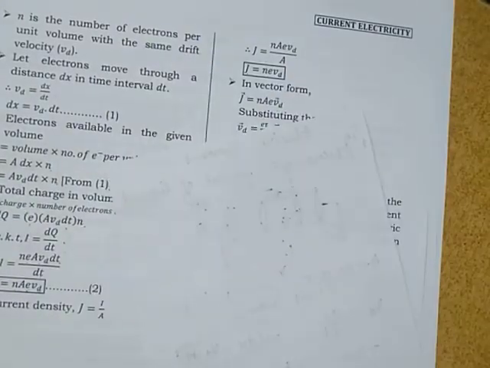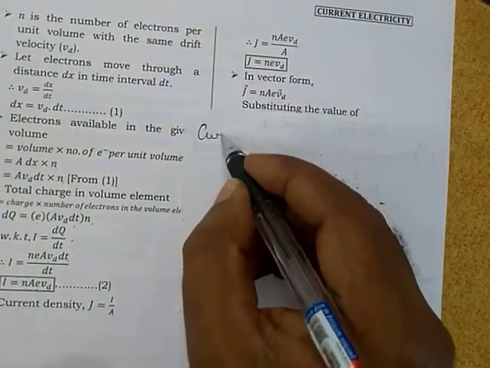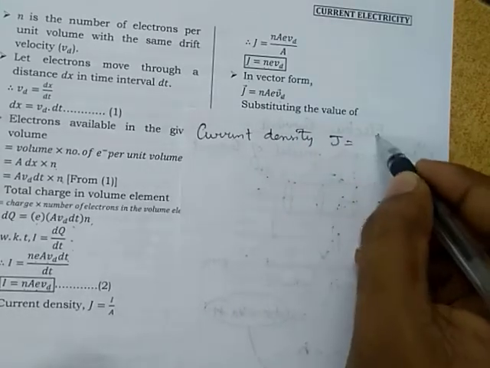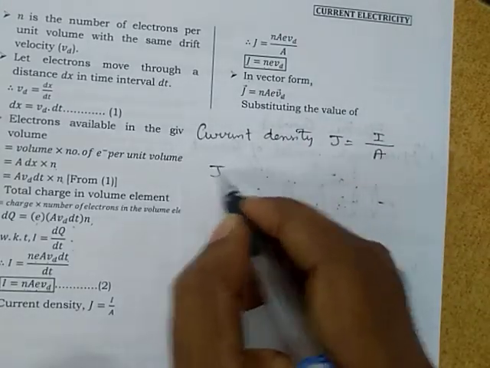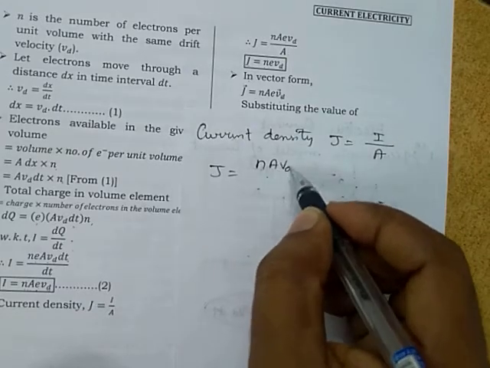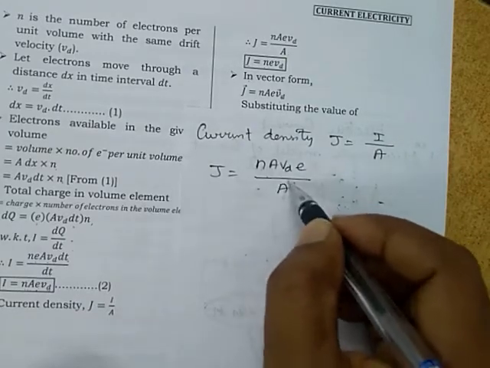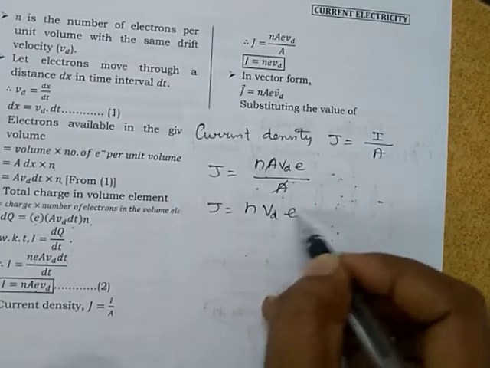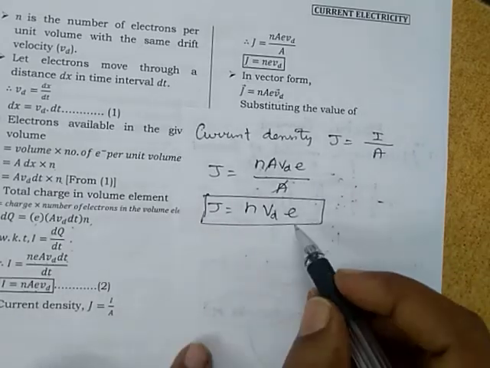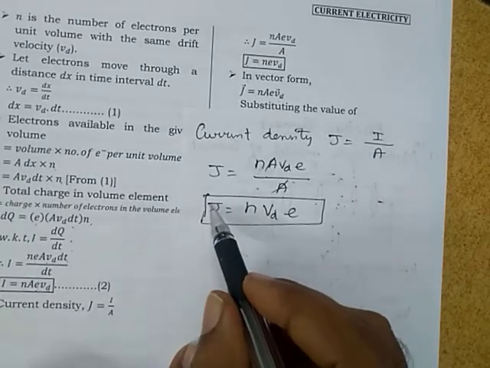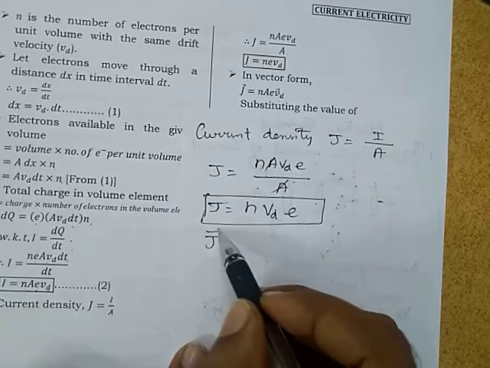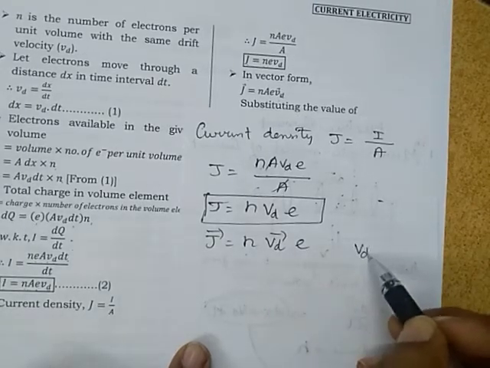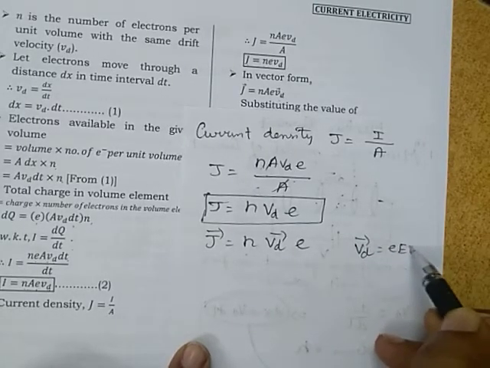Then we know current density. Current density J is equal to I by A. We know I is equal to n A Vd e, so A cancels, then we get J is equal to n Vd e. Here it is a vector quantity, so we can write J vector is equal to n Vd vector into e. Here we know Vd vector is equal to e tau by m times E.